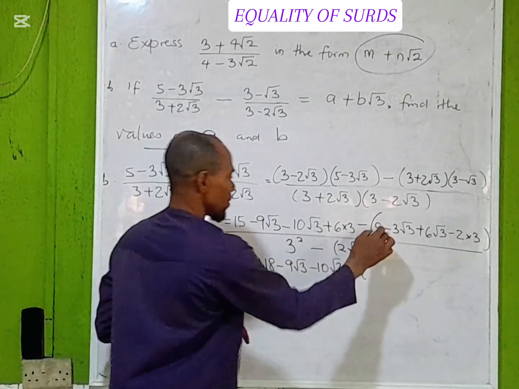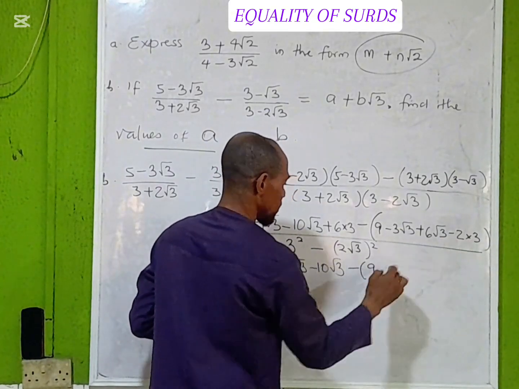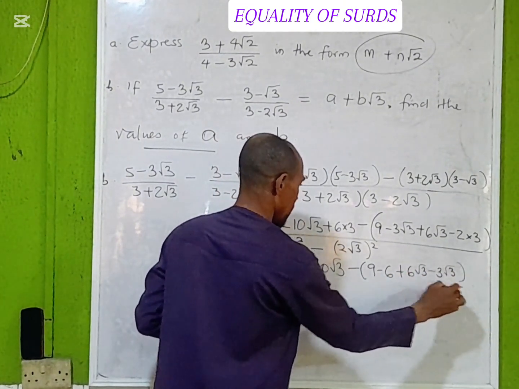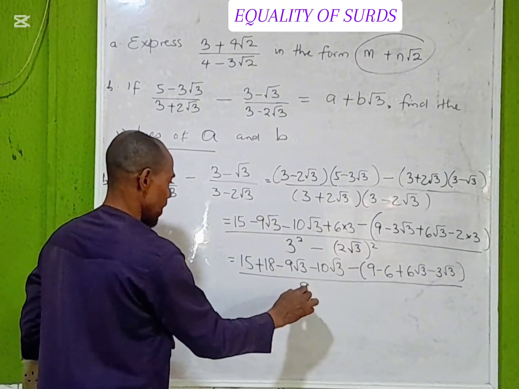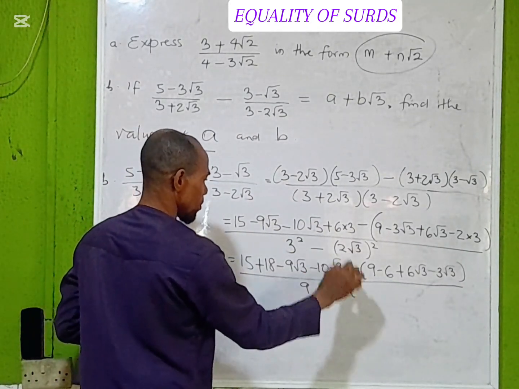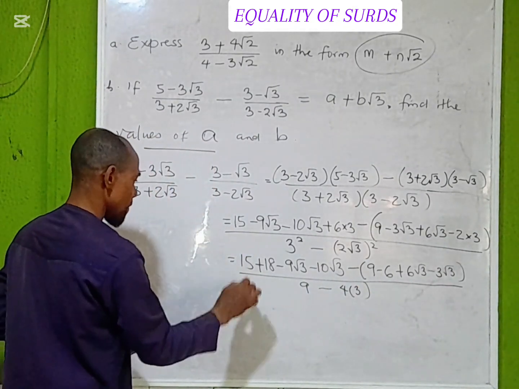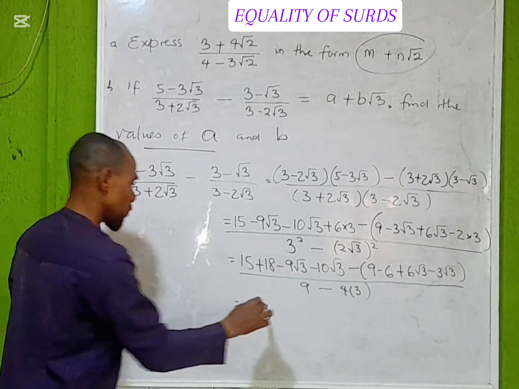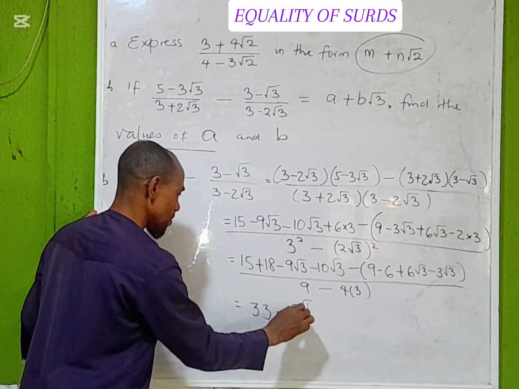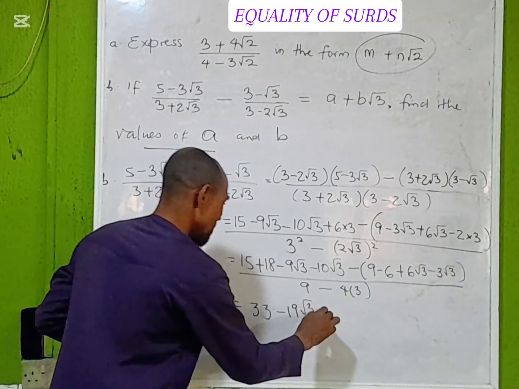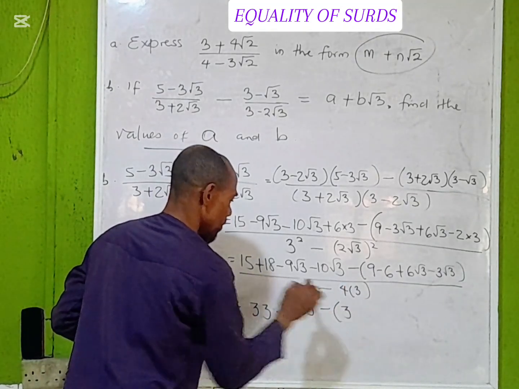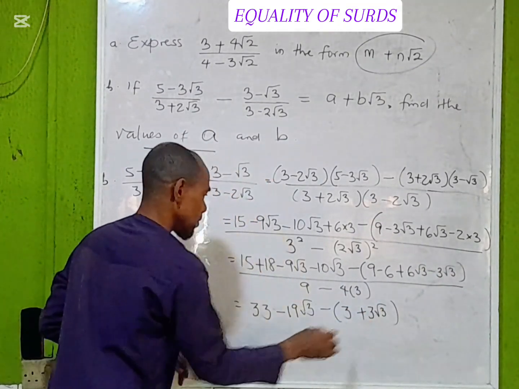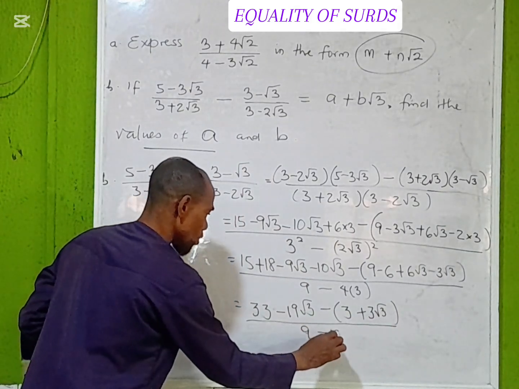Minus, I still have my bracket. Then 9, minus 2 times 3, that's minus 6, then plus 6 root 3, minus 3 root 3, all over 3 squared is 9, minus 2 squared is 4, root 3 squared is 3. So I have 15 plus 18 is 33. Minus 9 root 3 minus 10 root 3 is minus 19 root 3. I want to believe you are still following me. So minus 9 minus 6 here is 3, and 6 root 3 minus 3 root 3 is plus 3 root 3. Divided by, I have 9 minus 12.